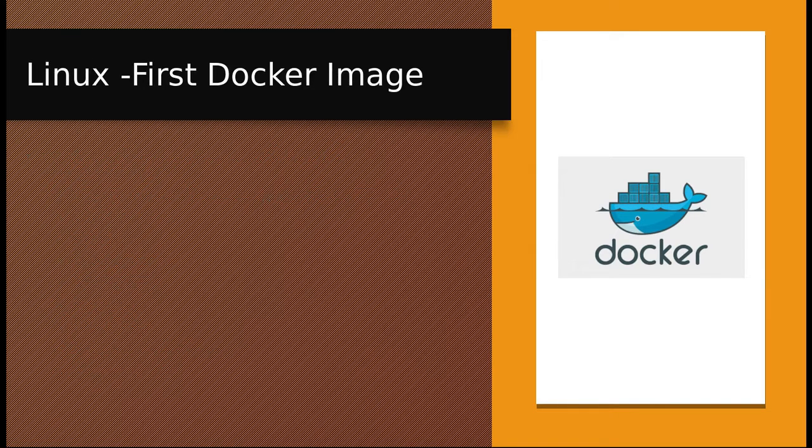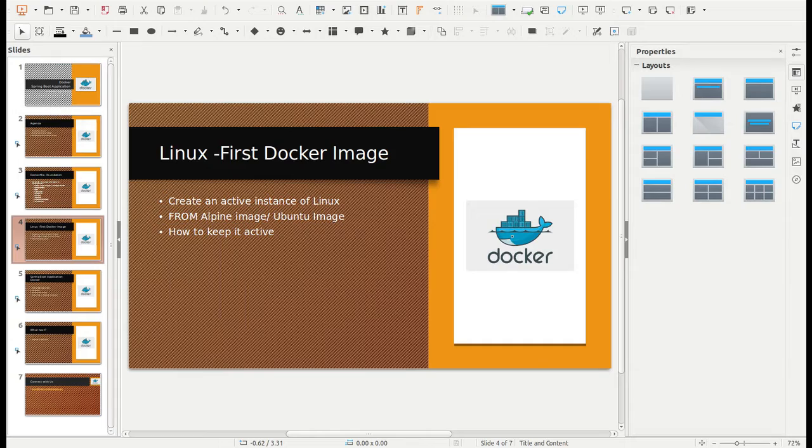So let's start with the Linux first Docker image. We'll try to create an active instance of Linux. So let me go to the terminal, then we'll see that.